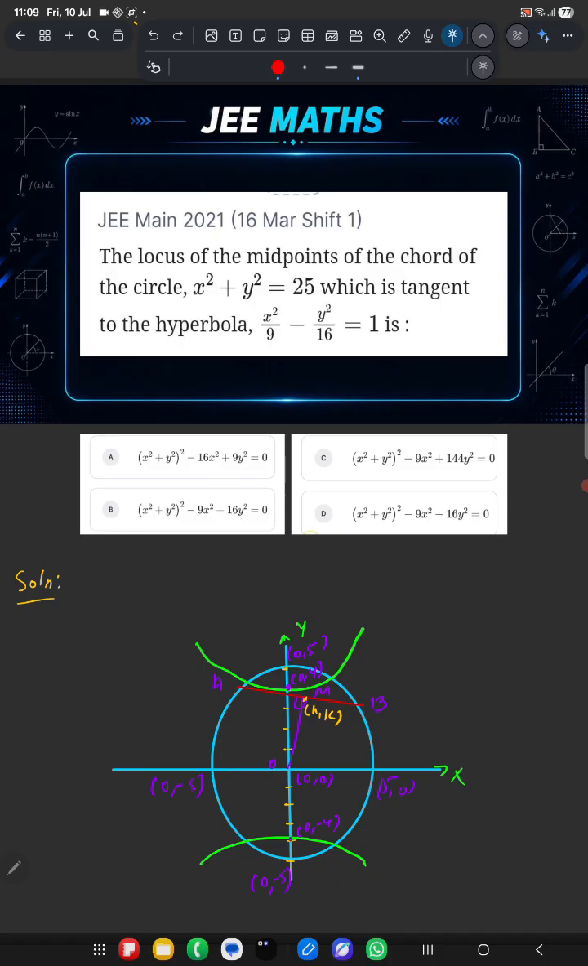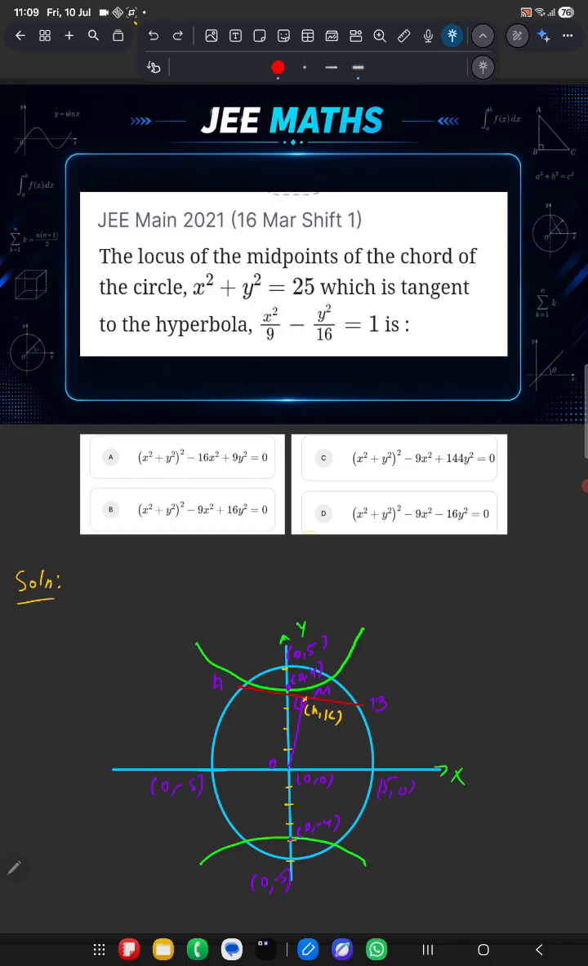Now there is a hyperbola whose equation is x squared upon 9 minus y squared upon 16 equal to 1. Here a squared is 9, b squared is 16, so a squared is less than b squared, so its major axis will lie on the y axis. So I have drawn it like this. Okay, and its vertices are (0, 4) and (0, minus 4), like that.